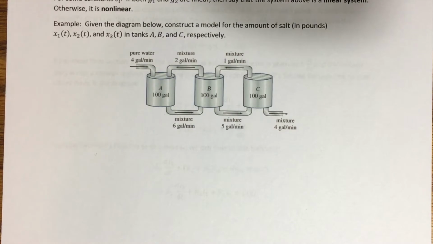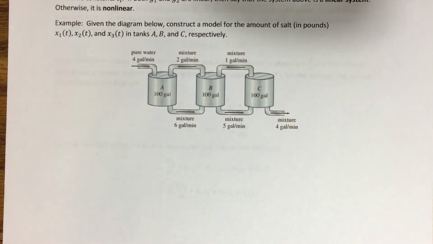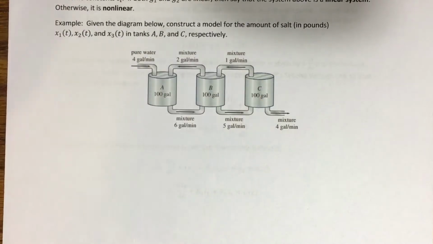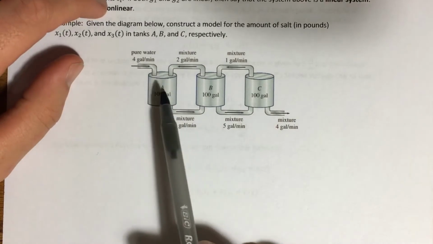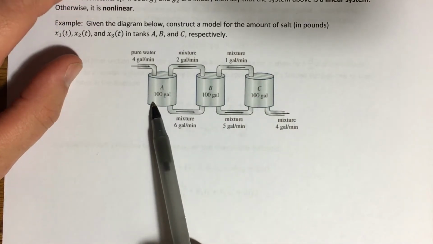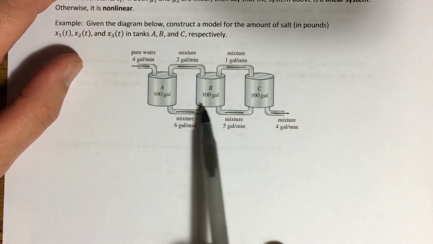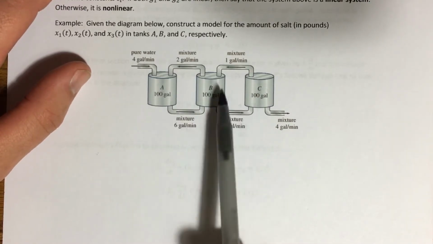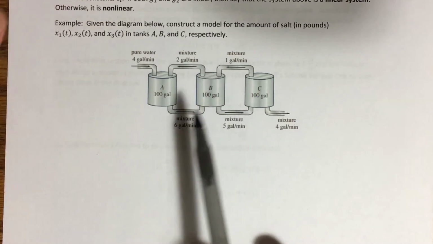Here's an example. It says, given this diagram right here, we want to construct a model for the amount of salt in pounds, which we're going to denote x1, x2, and x3 for the tanks A, B, and C respectively. Okay, so we're getting all of our information in this problem out of this diagram. Now what we have here are 3 tanks, A, B, and C, and in each of these tanks we're told that we have a 100-gallon volume.